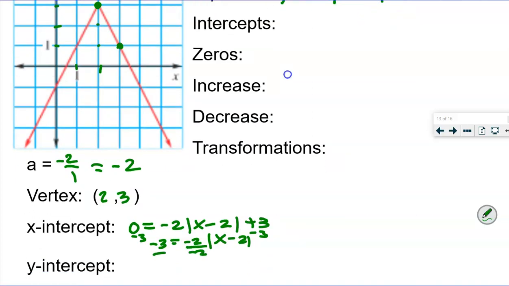sorry. So that's going to give us 3 over 2 equals the absolute value of x minus 2. Now remember, here again, I said we're going to solve for a 3/2 and a -3/2. So I'm going to add 2 to both sides.